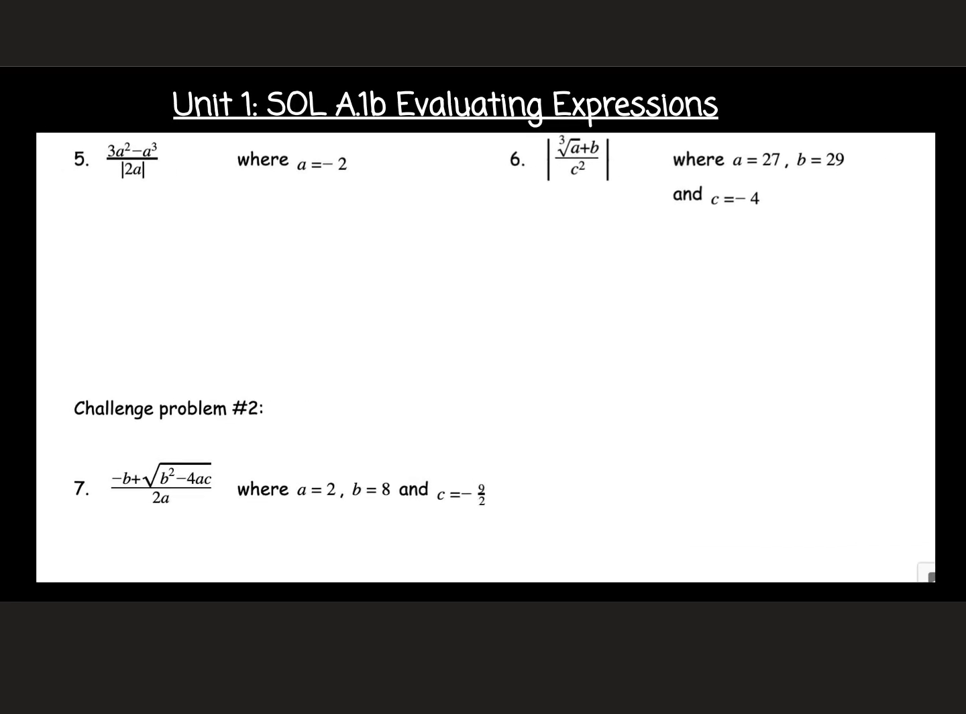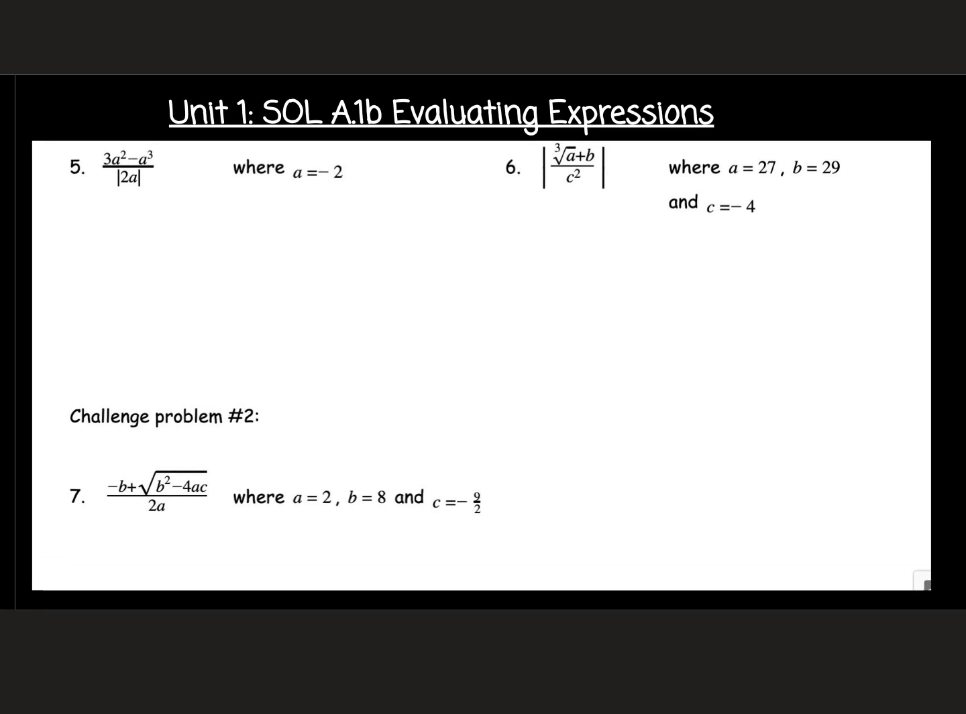All right. So for the next example, looking at number 5, we have 3a squared minus a cubed divided by the absolute value of 2a. Now that we're in algebra, we start to see fraction bars. Fraction bars represent division. So the expression in my numerator is being divided by the expression in my denominator. So I'm going to have 3 times -2 squared minus -2 cubed all over the absolute value of 2 times -2.